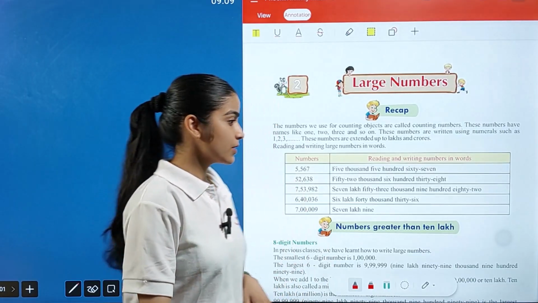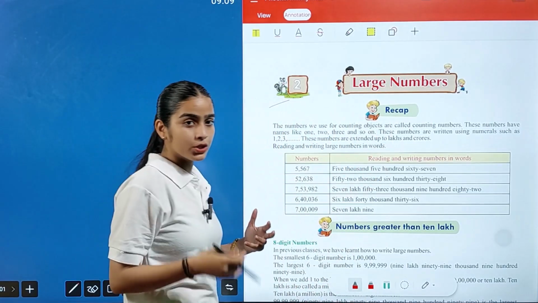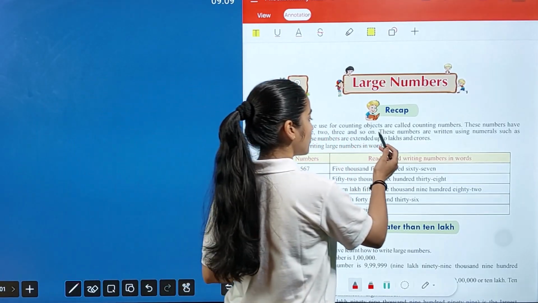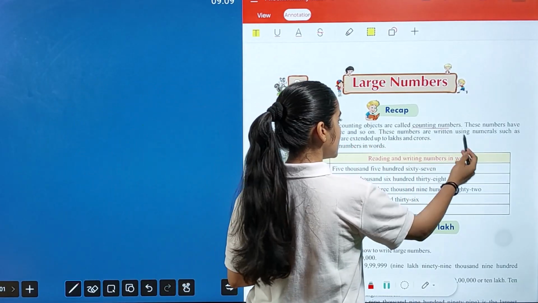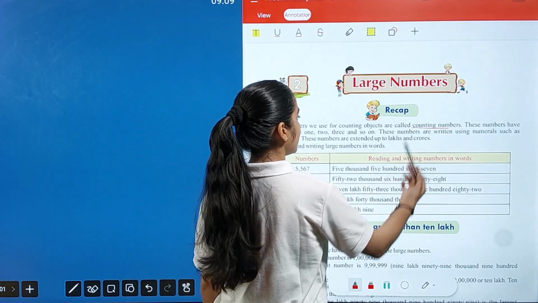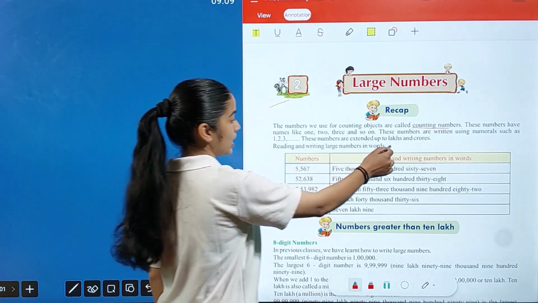So, students, today we have chapter number 2, which is large numbers. Today we are going to learn about large numbers. The numbers we use for counting objects are called counting numbers. These numbers have names like 1, 2, 3, and so on. These numbers are written using numerals such as 1, 2, 3. These numbers are extended up to lakhs and crores.